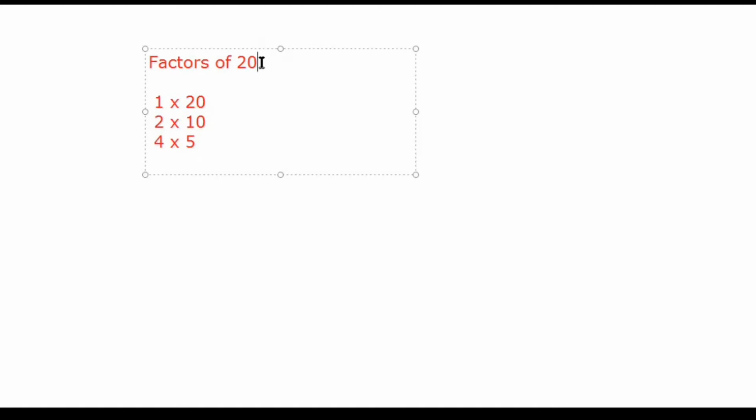The answer is not this one. We wrote this one to find the factors. Okay, so what are the answers here? Can you see 1, 2, 4, 5, 10, 20? You have to put commas and write 1, 2, 4, 5, 10, 20. So those are the factors of 20.